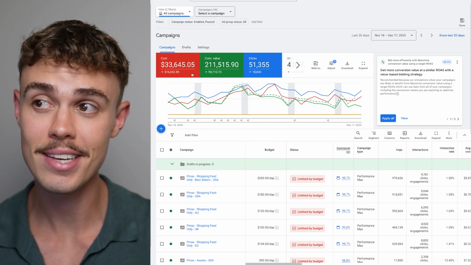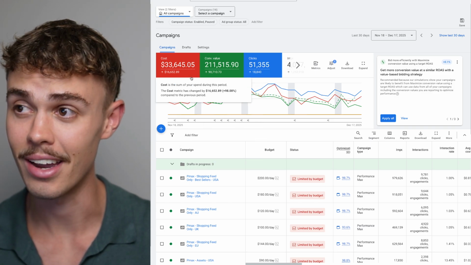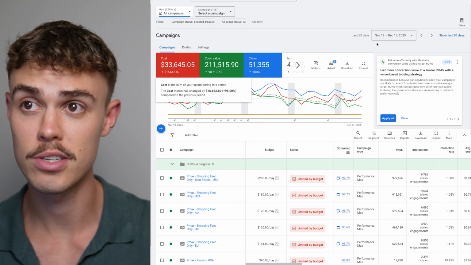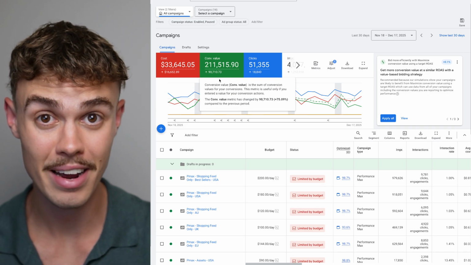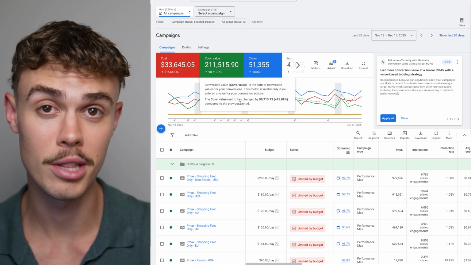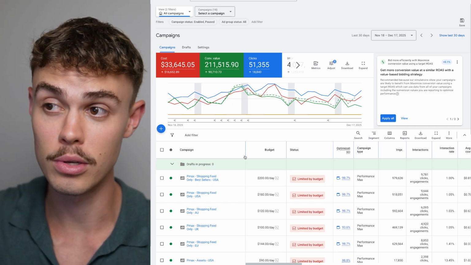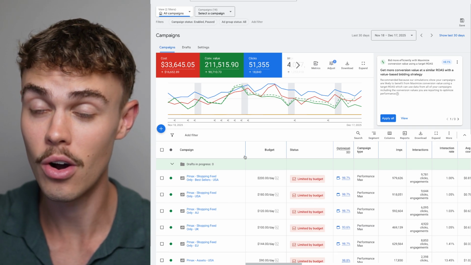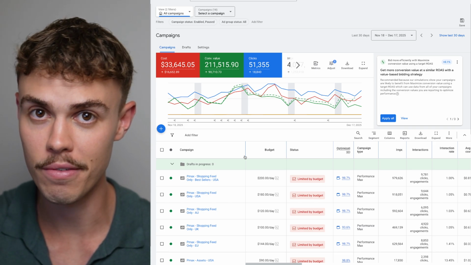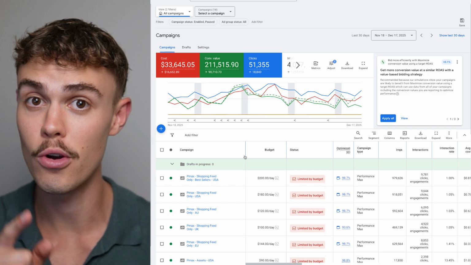As you can see here, this is an apparel account that we're currently scaling that has spent $33,000 in the last 30 days and generated $211,000. They've only started on Google Ads within the last 3 months and they're already getting really, really good results. And I'm going to walk you through this full account and the exact structure, all the behind the scenes at the end of this video. So stick around so you don't miss out on that.